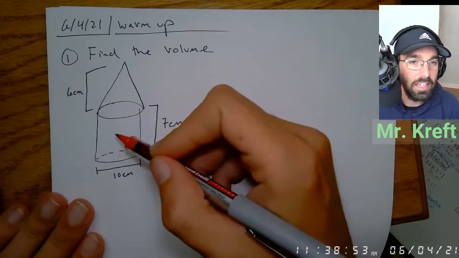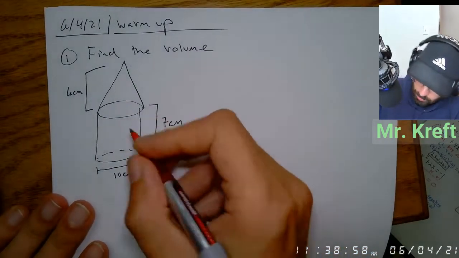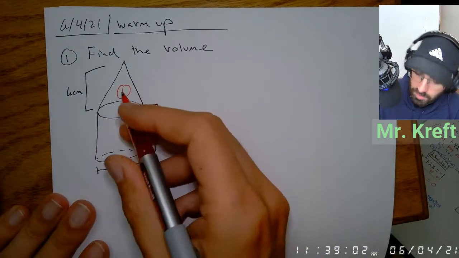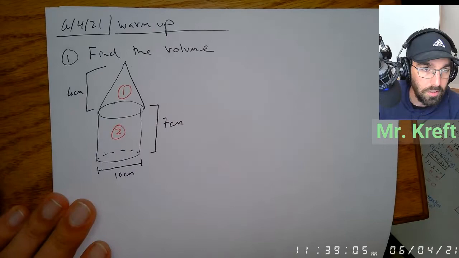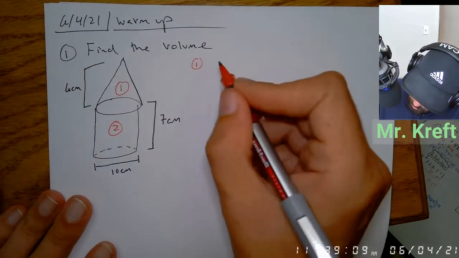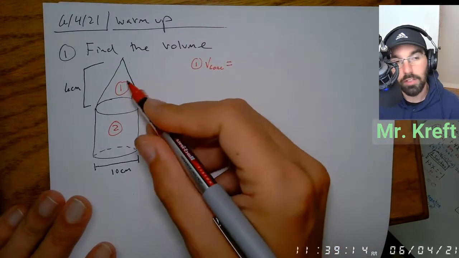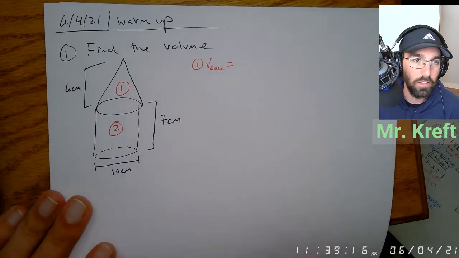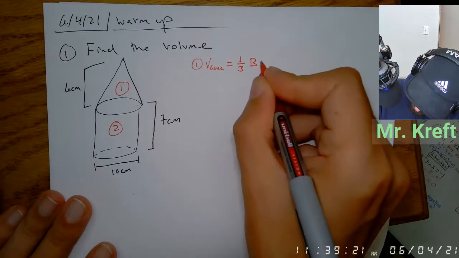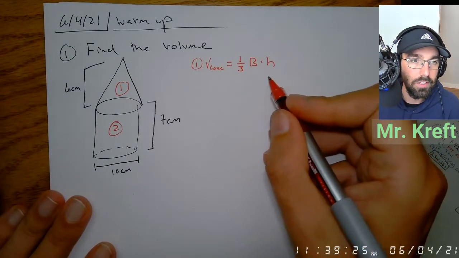There we go. So taking a look at this shape, it's a composite shape. So we have two distinct shapes. We have a cone on the top and a cylinder on the bottom. So we're going to have to find the volume for both. So I'm going to find the volume of the cone. We have to remember the cone is a stabby, right? So it's going to be 1/3 area of the base times the height.